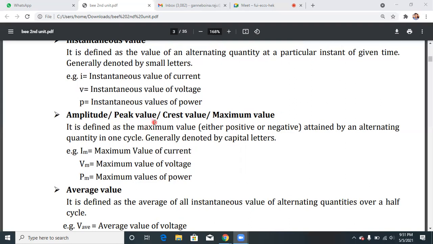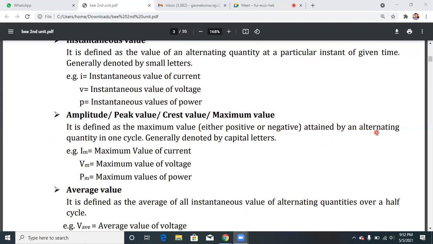Don't confuse here. It is defined as the maximum value, either positive or negative, attained by an alternating quantity in one cycle, generally denoted by capital letters. For example, i = Im sin ωt, so Im is nothing but the maximum value of current. v = Vm sin ωt, so Vm is the maximum value.